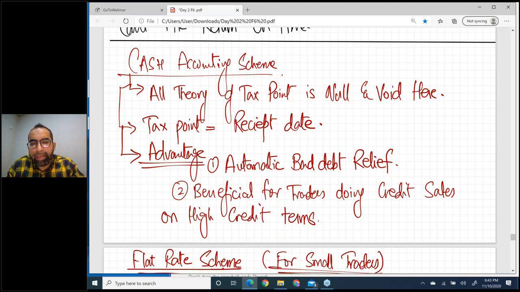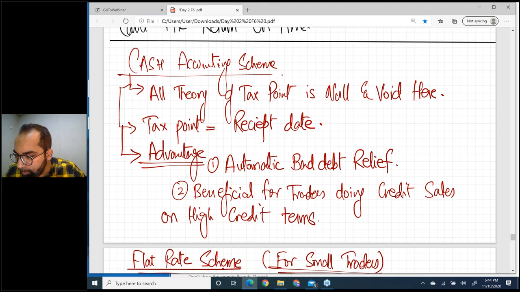And second point, try to use your brain now. It is highly beneficial for trader doing credit sales on high credit terms. There are sellers who give long credit to their customers. They normally deliver goods now and they collect after 4 or 5 months. So if they shift to cash accounting scheme, automatically their VAT payments will be deferred. So there will be some cash flow benefit for them. In short, cash accounting scheme is beneficial for those who are doing credit sales.